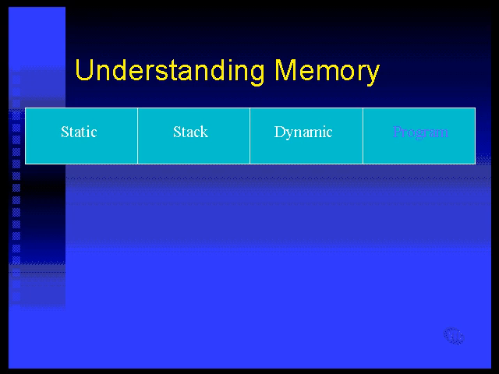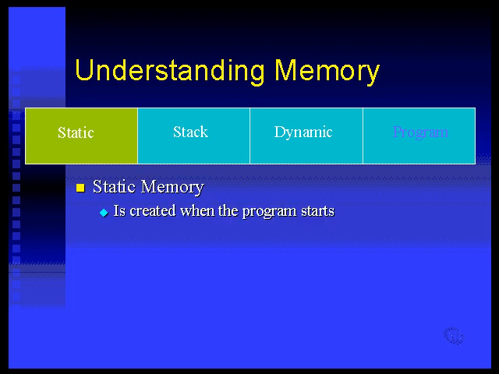Well, the first is static memory. Static memory contains all the global variables that you have created in your program, as well as all the variables that have been declared as static. In other words, local variables that retain their values between calls to a function. So this memory is created when the program starts. In other words, the lifetime of all these variables is the entire duration of the program. All static memory is initialized to 0 by default.